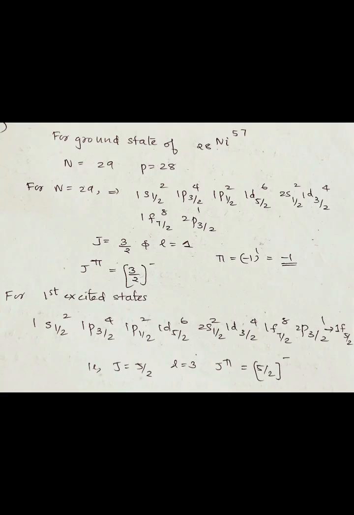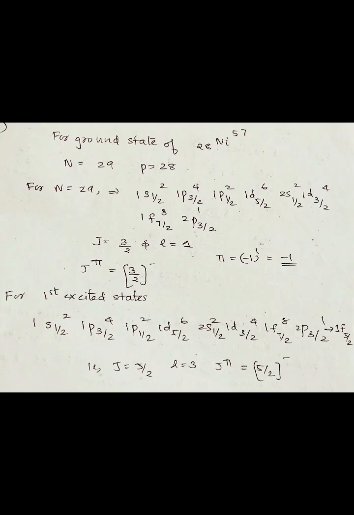So for N = 29, we can write 1s 1/2 (2), 1p 3/2 (4), 1p 1/2 (2), 1d 5/2 (6), 2s 1/2 (2), 1d 3/2 (4), 1f 7/2 (8), 2p 3/2 (1). So here the last nucleon is filled in 2p 3/2. So here we can write J = 3/2 and as it is p, we can write L = 1. And here pi is equal to (-1) raised to 1, that is equal to minus 1. So the negative parity. So that J pi = 3/2 minus.